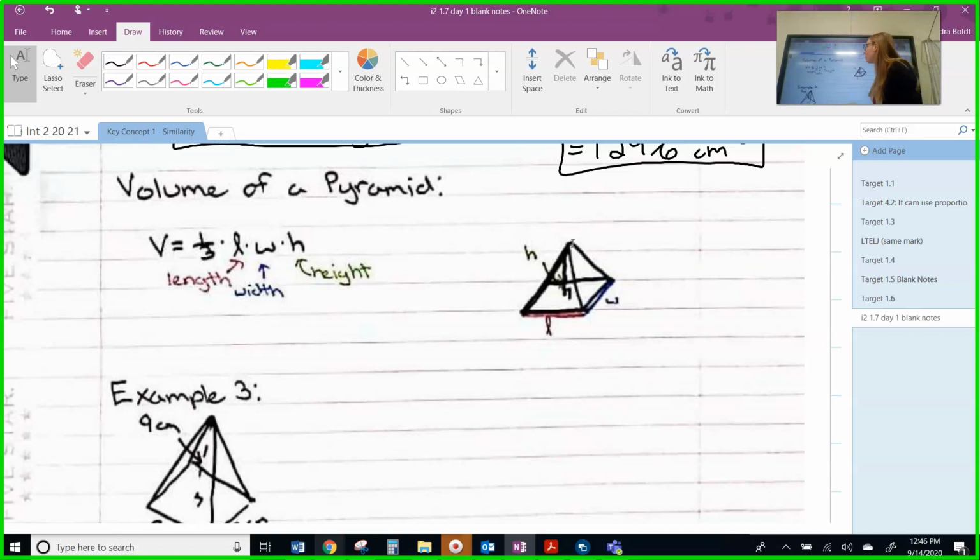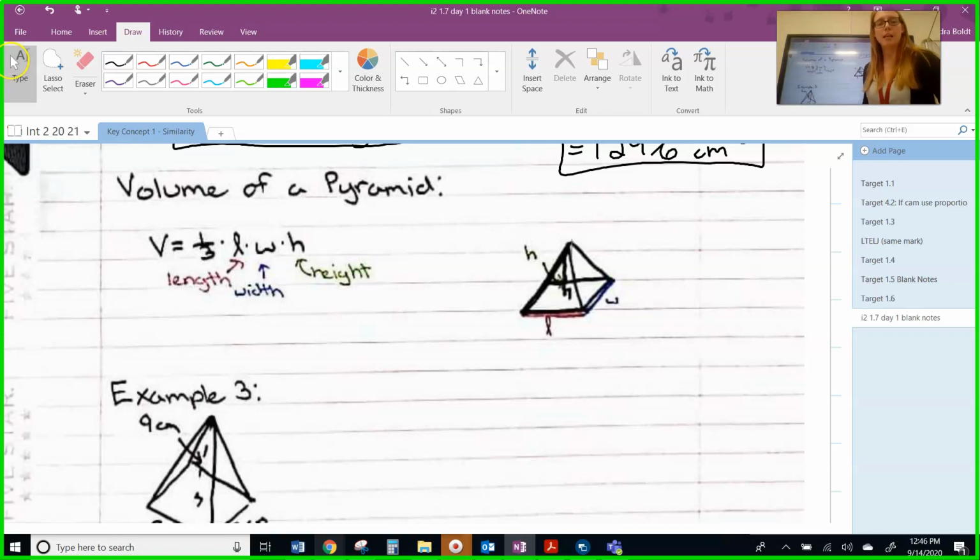Okay? And the volume of a pyramid is volume equals 1/3 times length times width times height. The one thing to notice is the only difference between the volume of this and the volume of our prism is this 1/3. Okay? So what that means is if a prism and a pyramid have the same base, right? If the length and the width are the same in the 2 shapes, this is going to be 1/3 of the volume.